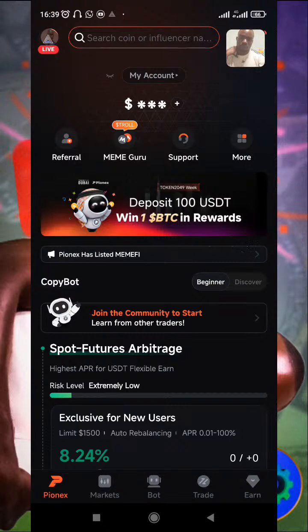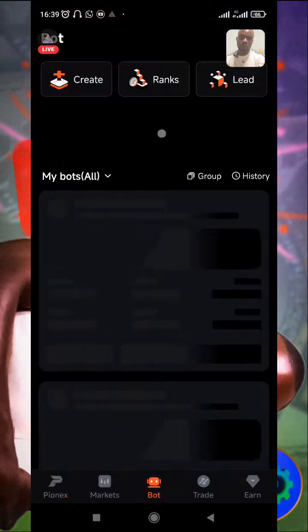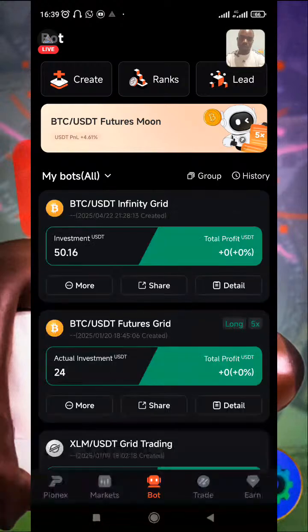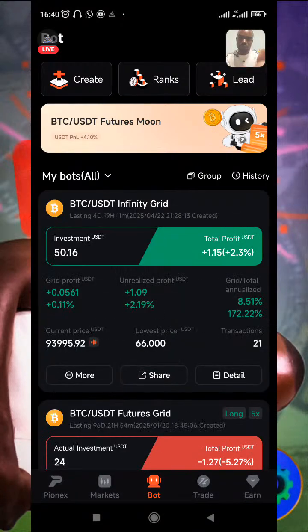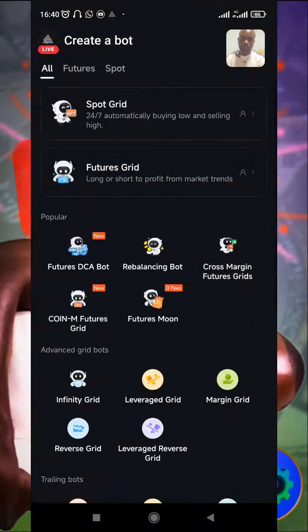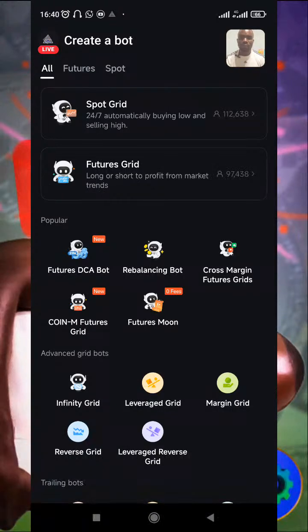So here we have some of the bots. When you are on Pionex, you can see here under the bots, and then when you click to create, you can see the bots that are supported here on Pionex. We have the spot grid bot, we have the futures grid bot. These two bots are just the classic bot, but they are categorized based on the markets: the spot market and the futures market. So these two are just the normal or regular grid bots.